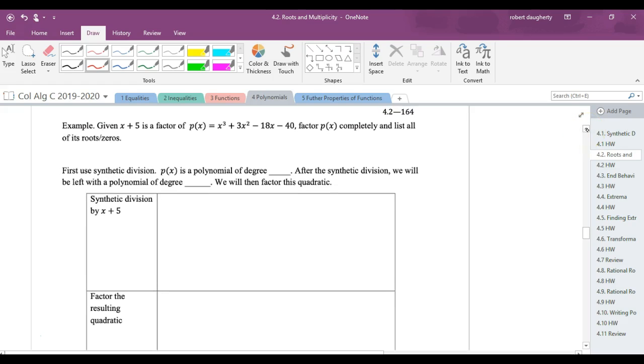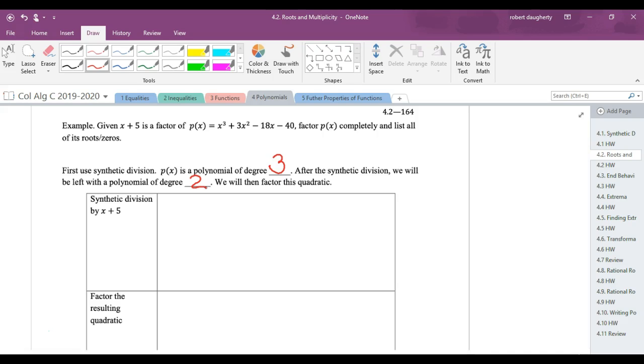Given that x plus 5 is a factor of this polynomial, factor it completely and list all of its roots or zeros, okay? So what is the degree of this polynomial? 3, okay? So if I do the synthetic division one time, I'll reduce it to a second-degree polynomial. That's a quadratic. We started in August. We know how to factor those, okay? So that's going to be our procedure.